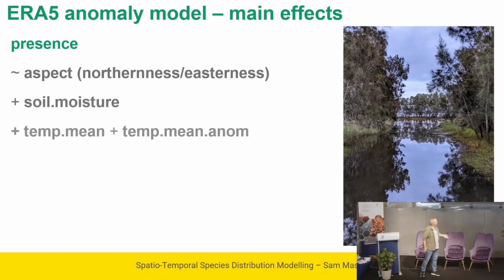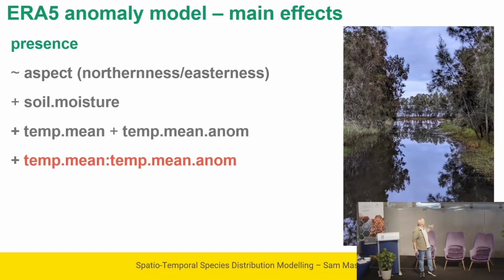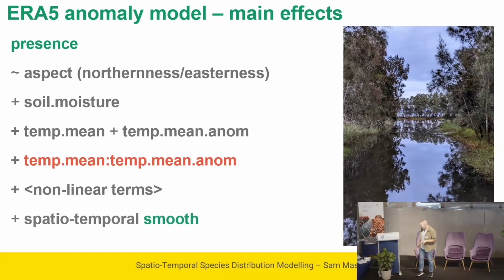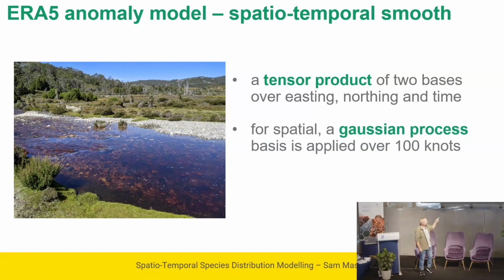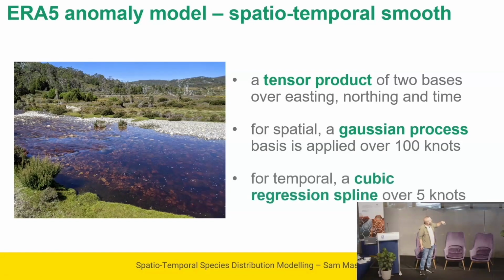We have soil moisture, those temperature coefficient, those temperature variables. That interaction term in red is what we care about the most, those non-linear terms, and then a general spatio-temporal smooth to wrap it all up, try and mop up any correlation that we haven't already modeled. That smoother is made up of a tensor product of 2 bases. That's a Gaussian process over our eastings and northings, and we also have a cubic regression spline for time.